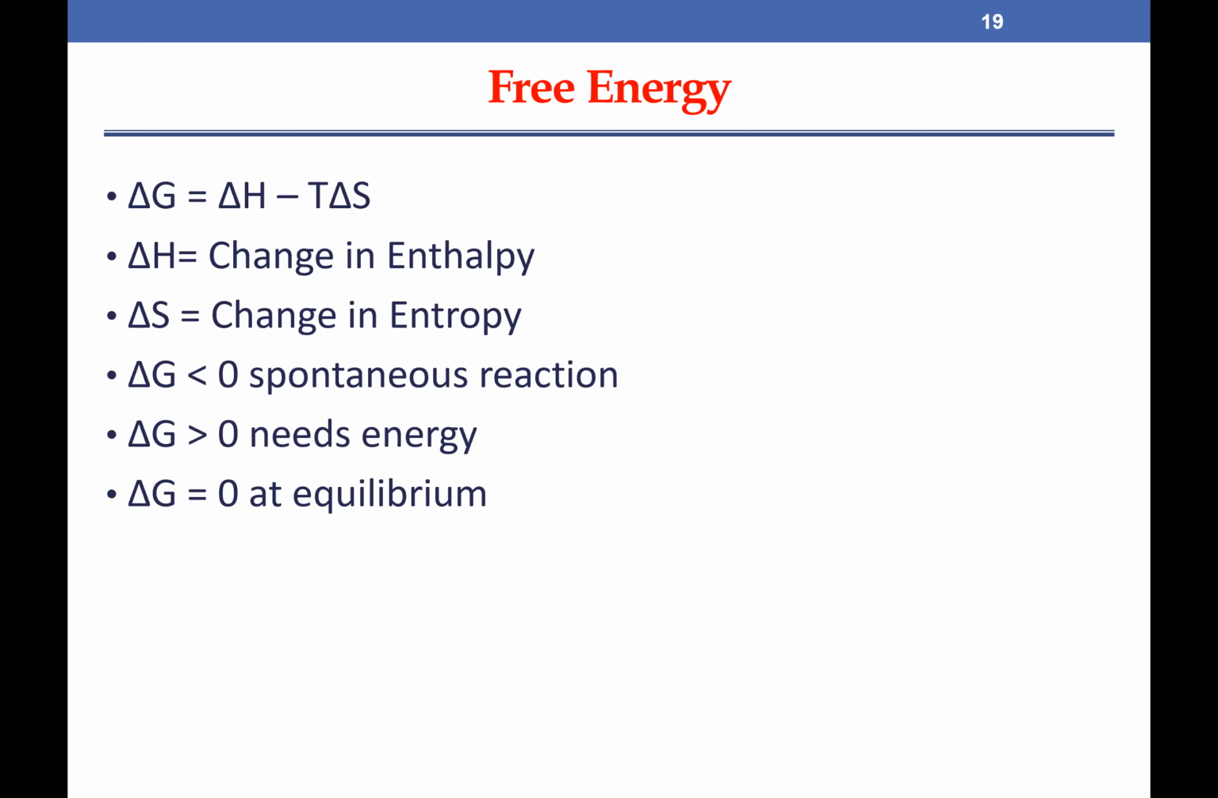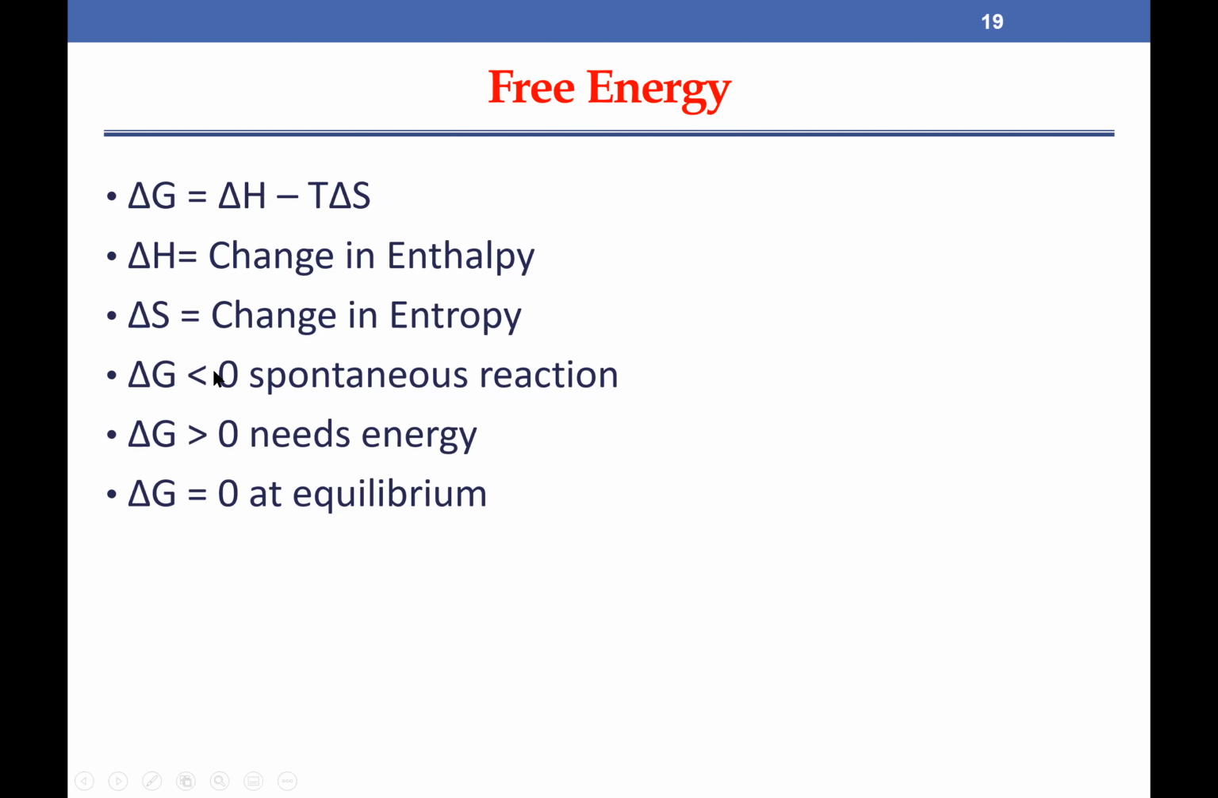All right. Now, free energy. This is another important slide, and it's really simple. So delta G is equal to delta H minus T delta S. Delta H was change in enthalpy, which is the heat. Delta S is change in entropy, which is disorderliness.